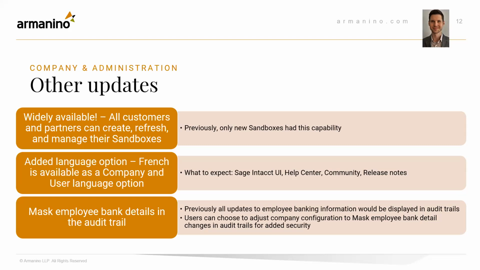And then, adding on to the banking employee information: previously, when you were looking at an audit trail, you would see all updates made revolving around the employee banking information. Now you have the option to turn this feature off so that when you review an audit trail, you will no longer see employees' banking information. Something to note is that this is not retrospective, so all changes prior to this adjustment will still show in the audit trail.